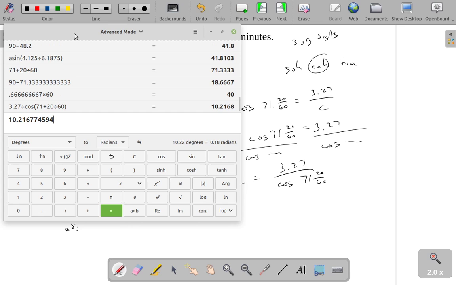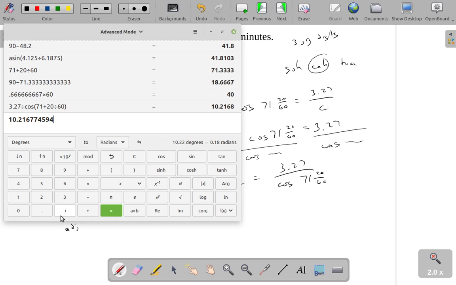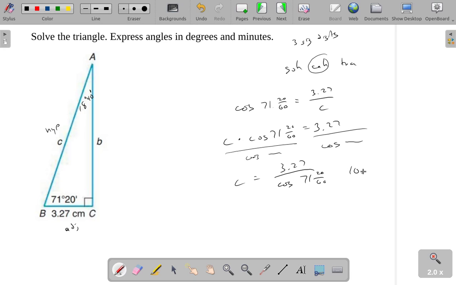So do that, I get 10.2 something. This is rounded to the nearest hundredth of a centimeter. This one, if I keep it to 3 significant digits, would be 10.2. I guess that's what I'll do. So this would be 10.2 centimeters.